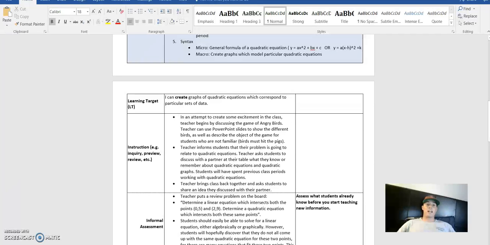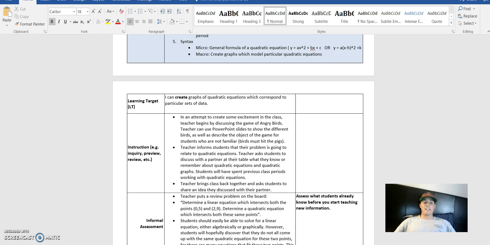Learning target again, coming back to create. So the target would be: I can create graphs of quadratic equations which correspond to particular sets of data. And I guess the missing piece from there would be: I can also create equations given data sets, or equations that can model data sets. Get into the instruction.